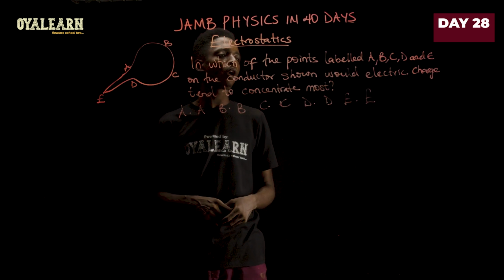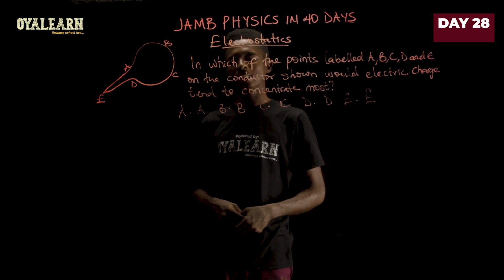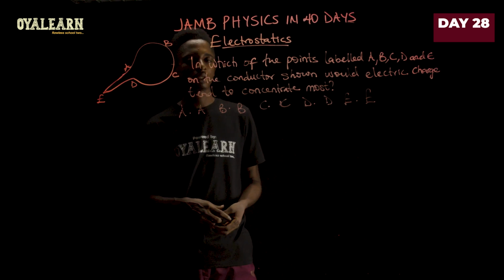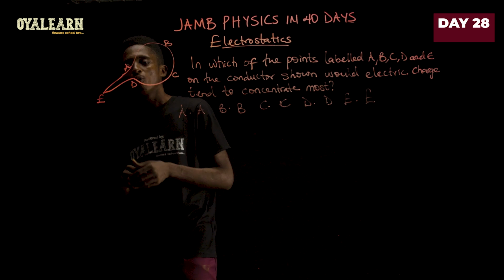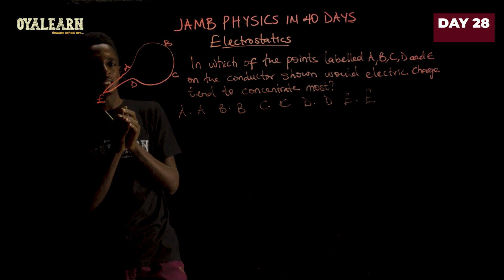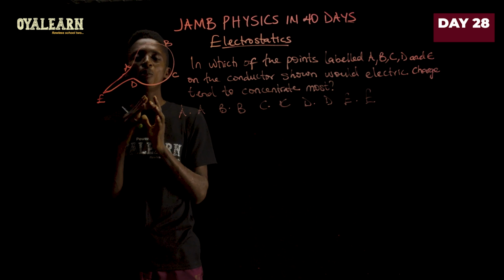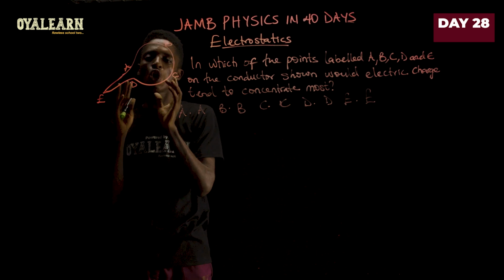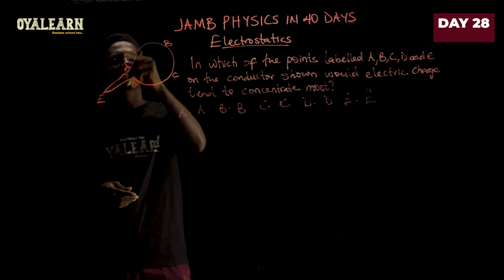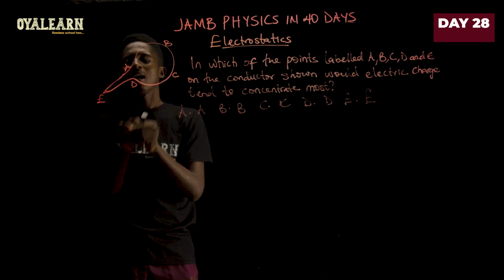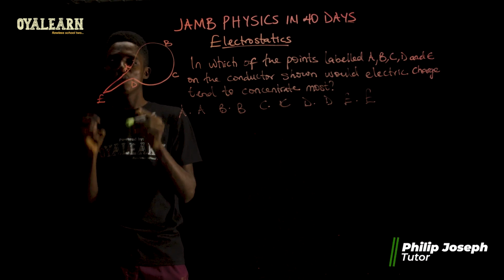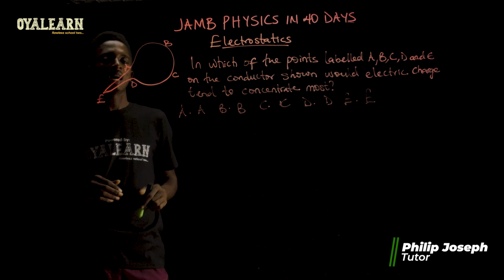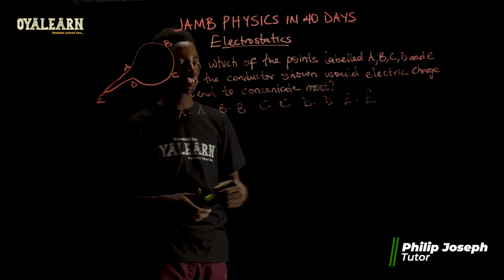In which of the points labeled A, B, C, D, and E on the conductor shown would electric charge tend to concentrate most? Now, when you find a conductor, you find that the charges are distributed across it. However, the charges concentrate more around the sharp edges. So when you look at the body structure of this conductor, you see that all this charge will be very scarce around this axis, but at this sharp end where we have E is where you tend to see most of the charge. They concentrate at that sharp end E. That means the correct answer to this question is option E.